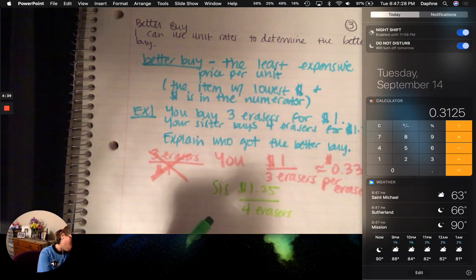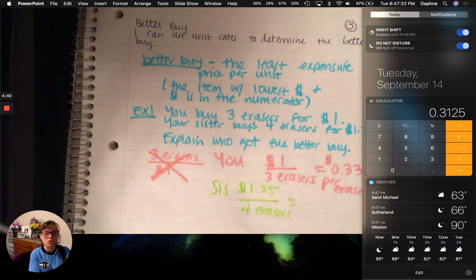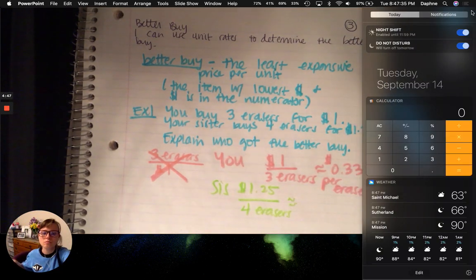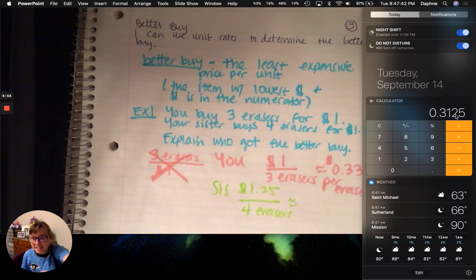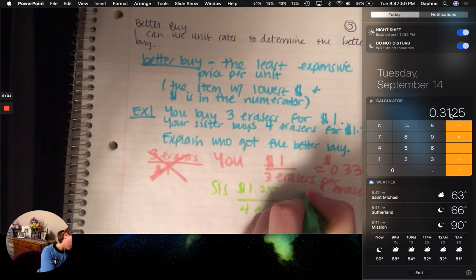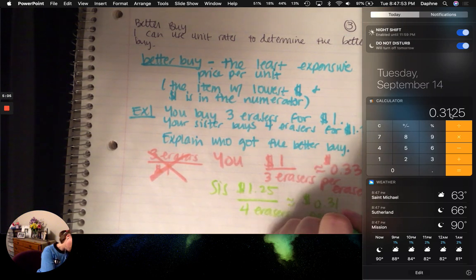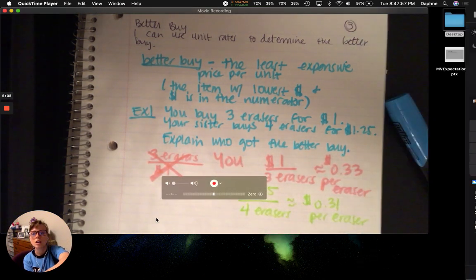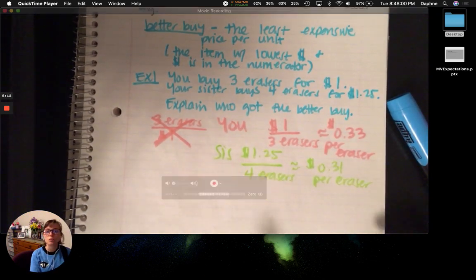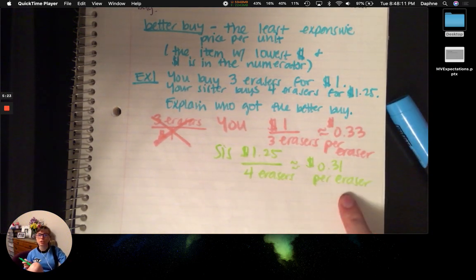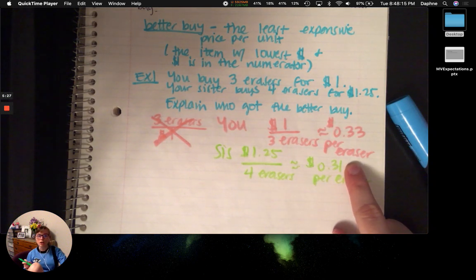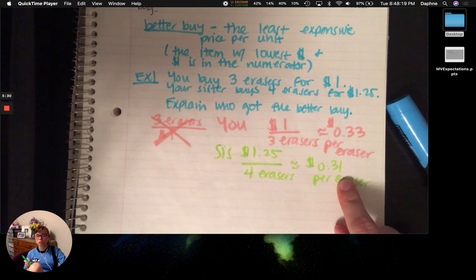Okay. So again, $1.25 divided by 4. So this 2 is less than 5. So this 2 does not round this 1 up. So this is approximately 31 cents per eraser. Okay, so 31 cents per eraser. Now, which one of you has the better buy? Your sister does, because each eraser was cheaper than each of our erasers. So each of our erasers, the unit price was 33 cents. Her unit price was 31 cents. So she had the better buy.